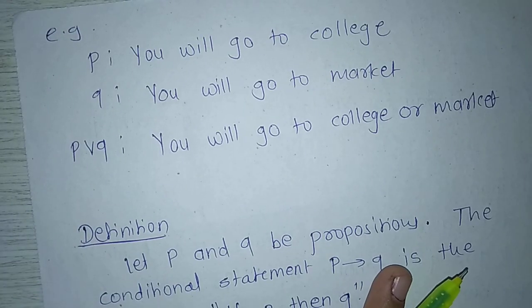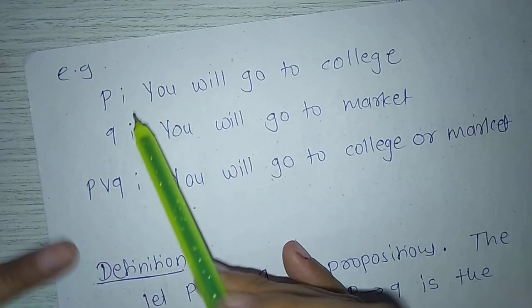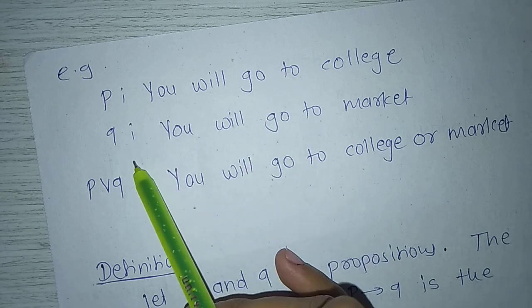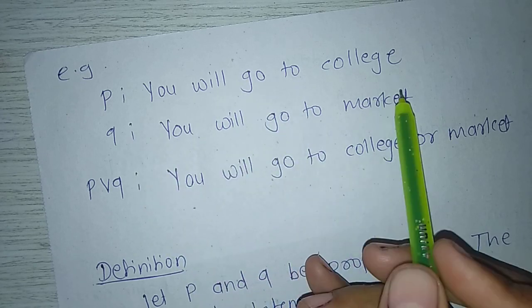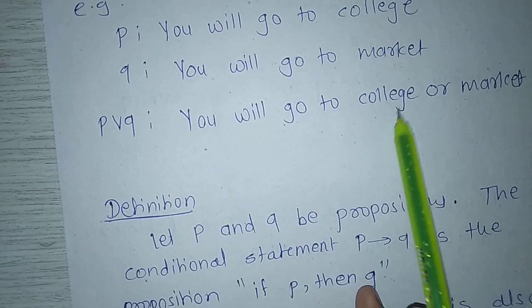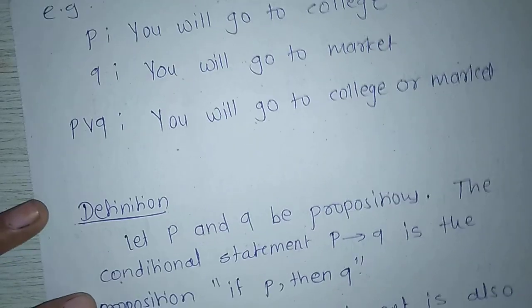For example, P proposition is you will go to college. Q proposition is you will go to market. P or Q gives you will go to college or market.